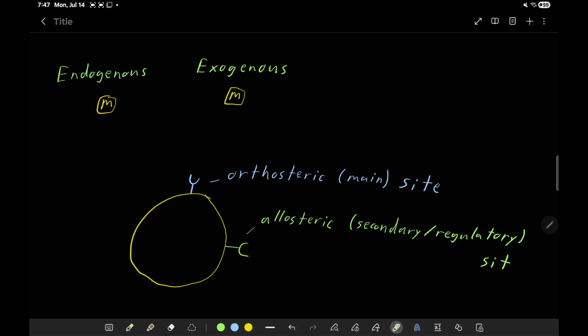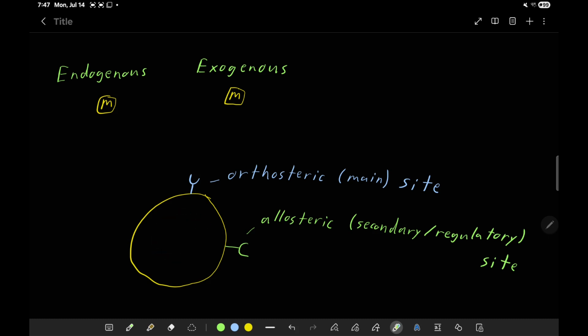Now, things would be nice and simple if this was the only type of receptor we had to worry about, but unfortunately, there's a second type of receptor we also have to worry about, and this is called your allosteric site. So unlike your orthosteric site, which can be thought of as your main site, your allosteric sites can be thought of as your secondary or regulatory site. It kind of regulates and modulates the response that's happening inside your cell.